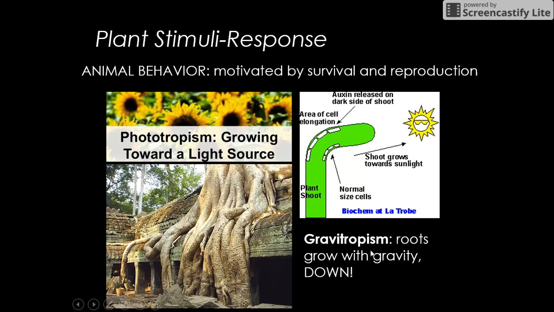Gravitropism, sorry, crazy word, has gravity in it though. So that's our clue, that it has to do with gravity. Roots are always going to grow down with gravity. They're never going to grow up. That would be a funky looking plant. So make sure you write those two vocab words down.